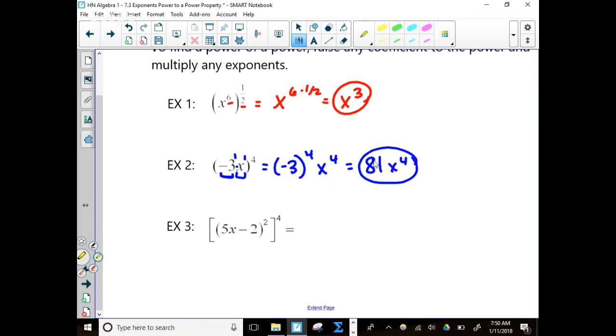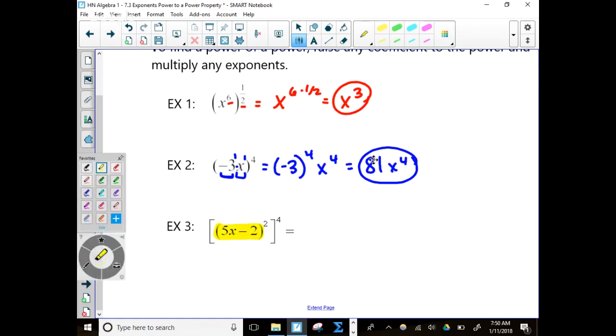Example 3, what's different is we've always had multiplication in here. You have to be careful because we actually have a subtraction sign here. So far we haven't talked about what the rules are with subtraction. But this right here is just a more complicated base. So I don't even want you to touch that. We're going to rewrite that base. So this is 5x minus 2.